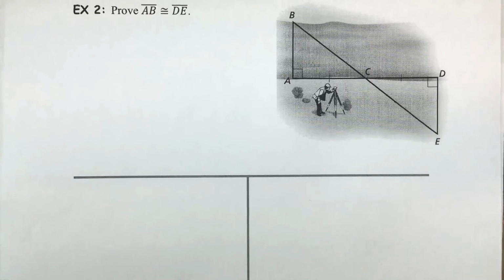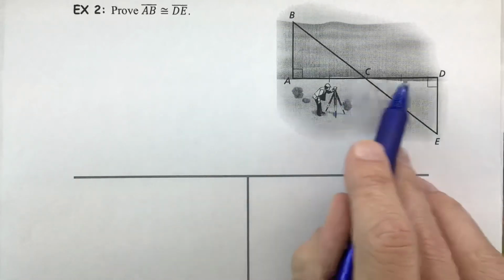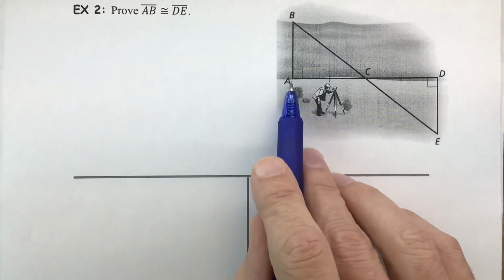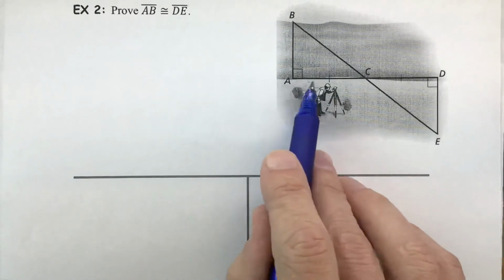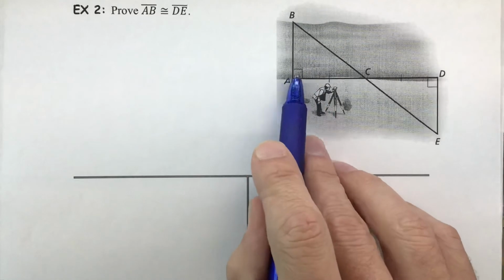All right, so what he starts with are 3 points, A, C, and D. Point A is going to be a really special point. That one is going to make a perpendicular with the edge of the water and B, so he's got a right angle there.